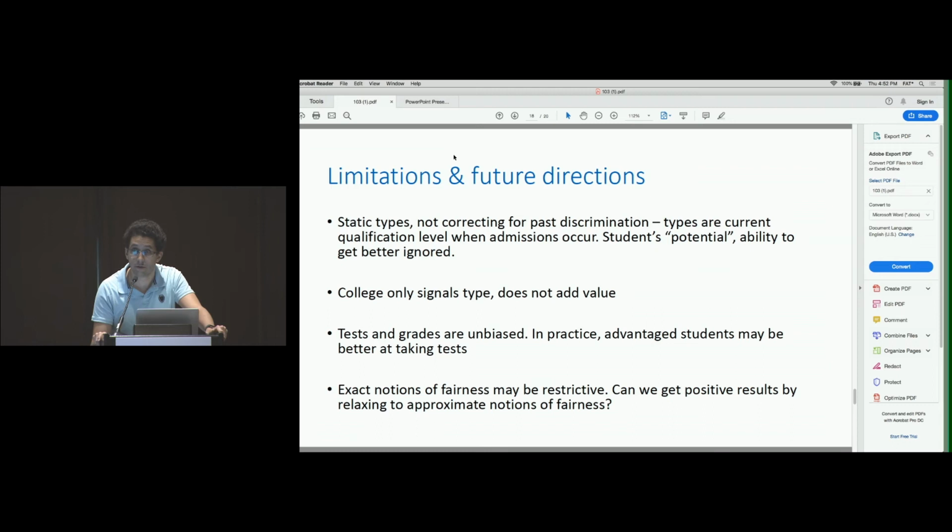And finally, in this work, we've been looking at an exact notion of fairness, saying if you have exactly the same type, you should be treated exactly the same way. This is a bit restrictive, and we get a lot of negative results, but we were hoping that if you allow for approximations of your definition of fairness, you might be able to get positive results here.